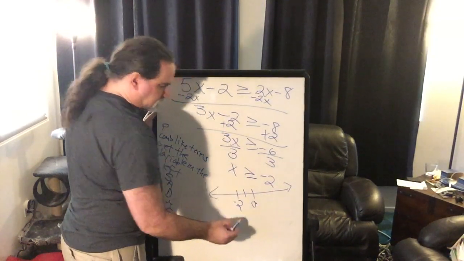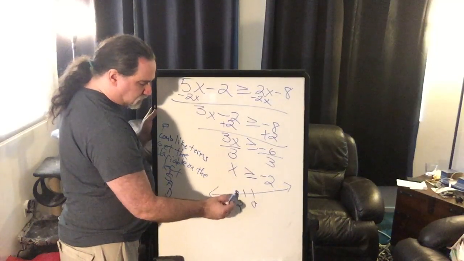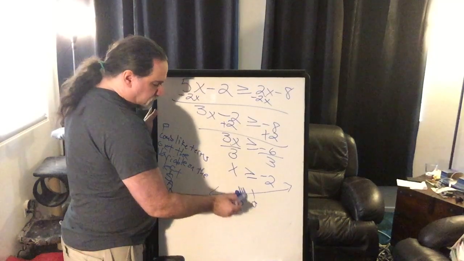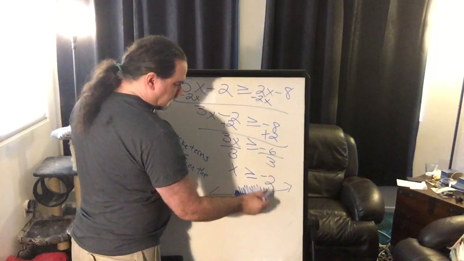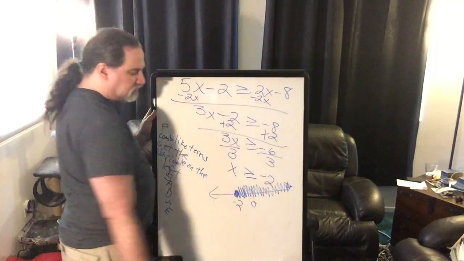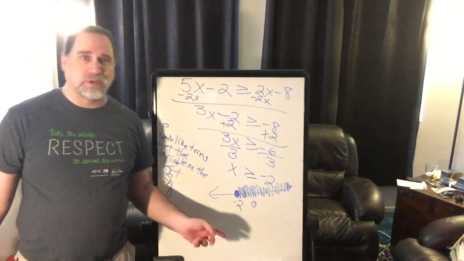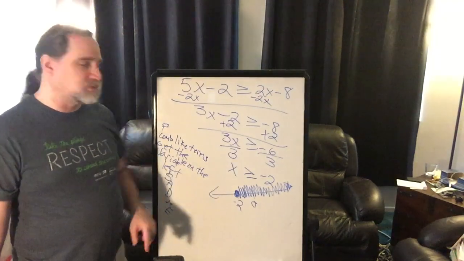So here I am at negative 2. Again, there's a line under it, so it's a closed dot. All the numbers greater than, greater than is to the right. So again, I'm going to go all the way to the end and the arrow. And again, I can check 0 and make sure it works. I think I should do one there where 0 doesn't work, just so you can see what it looks like.